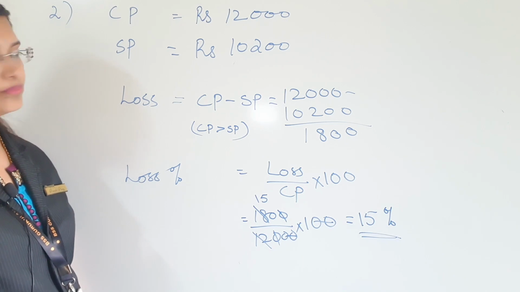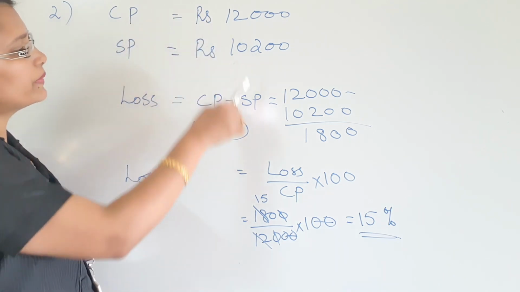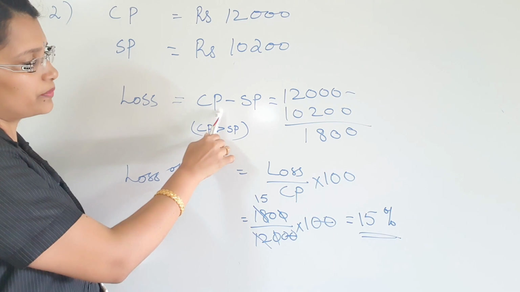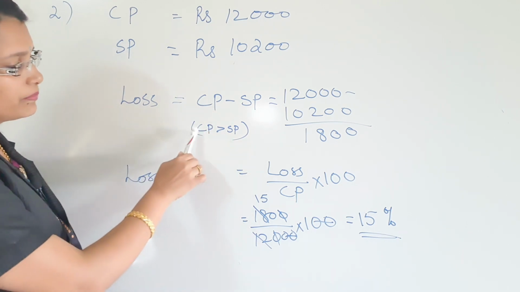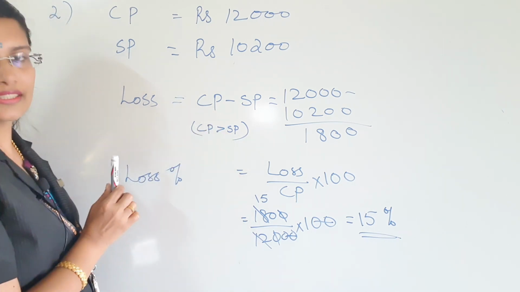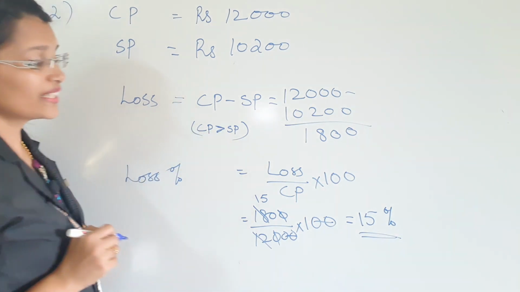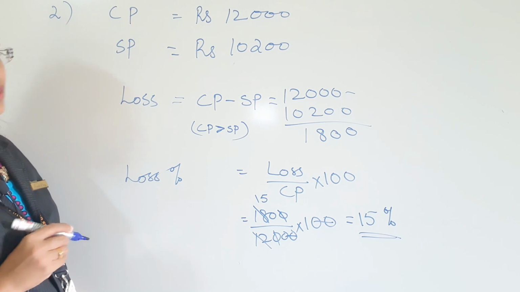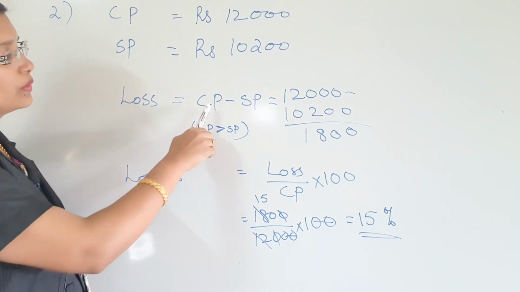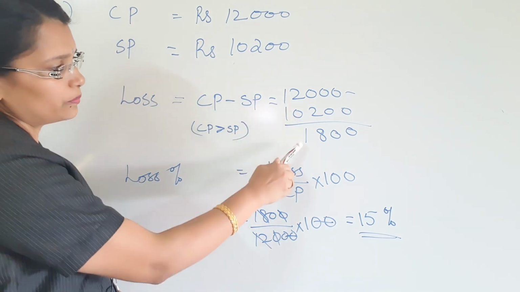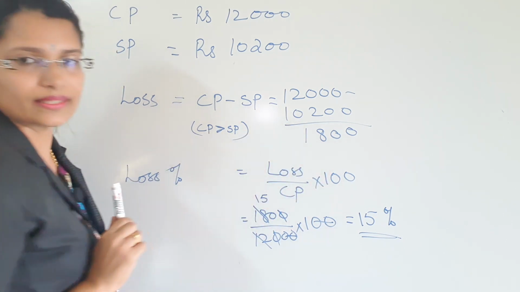15%. So children, here CP is greater, that is why we subtracted from CP. CP is greater than SP. This greater than, this crocodile mouth is for greater number. Okay. So loss is equal to CP minus SP is equal to 1,800.